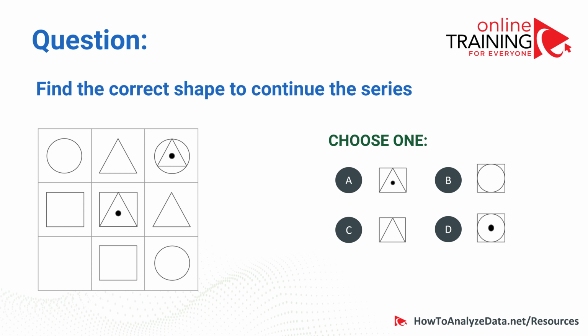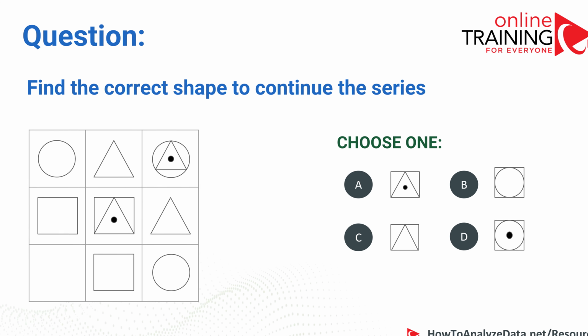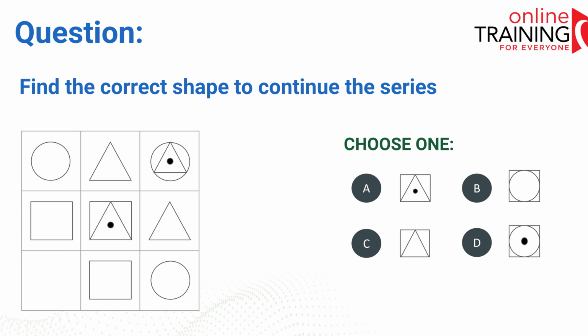Before I jump to the final answer, let me teach you how to detect patterns in these types of questions. There are 3 different patterns that we can see here. The first pattern is the pattern in the shapes. We have circle and triangle in the first row, square and triangle in the second row, and then square and circle in the third row.